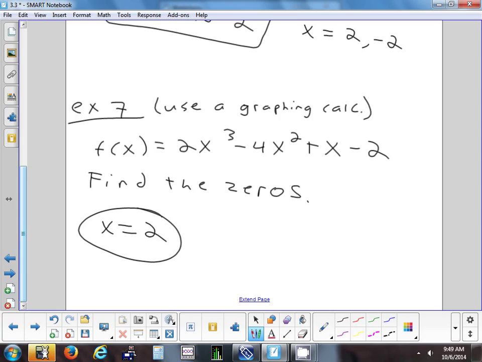All right, so hopefully everybody feels a little bit more comfortable with using the remainder theorem and long division to help with factoring polynomials.